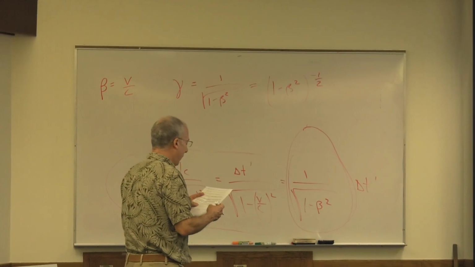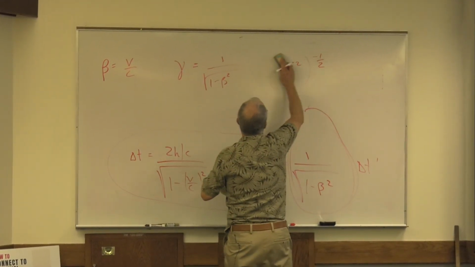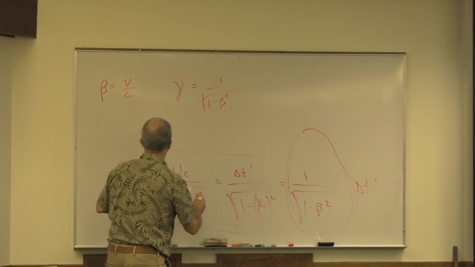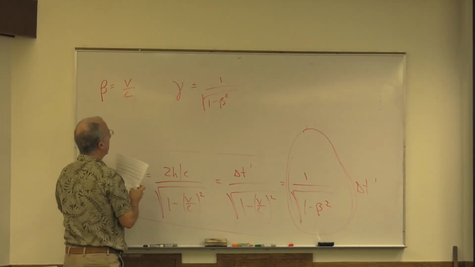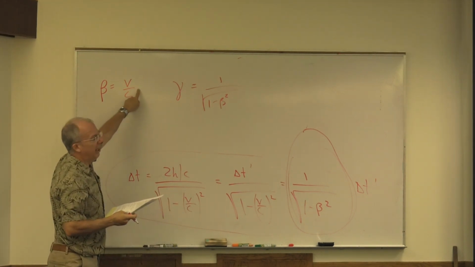All right. Okay, now notice, look at this gamma. Beta is v over c. So for things that are not light, this is always going to be less than 1, right?